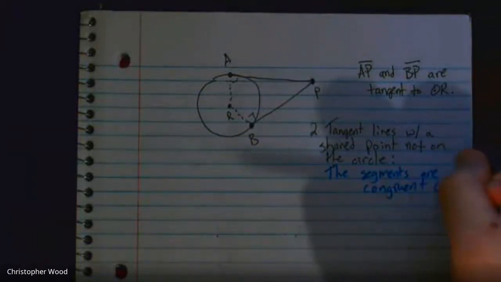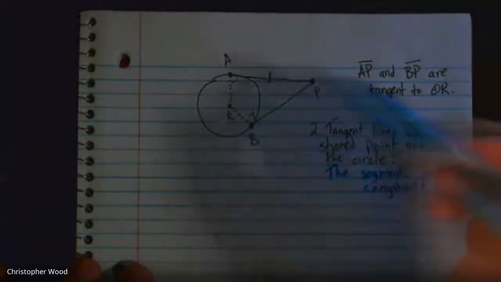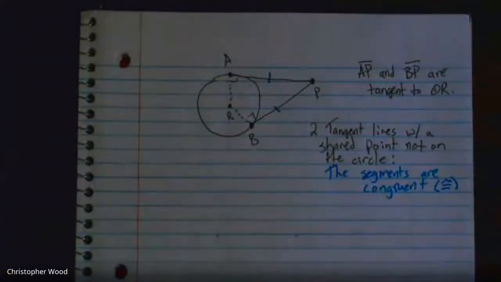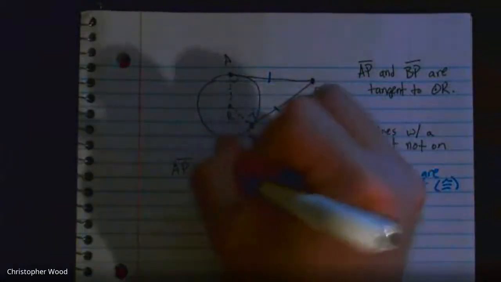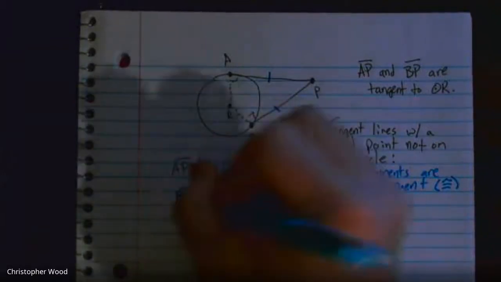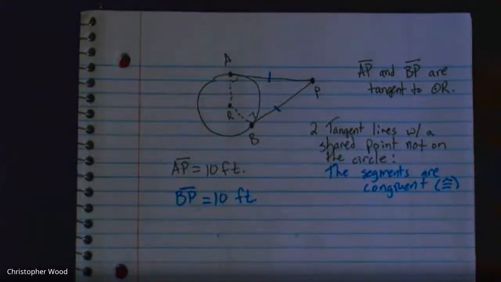Means that they're going to be the same distance, right? So that means that from A to P is going to be the same distance as B to P. So if I told you that A to P is 10 feet, then B to P is also 10 feet because of this property. All right, so this is another property of tangent lines. So if you have two tangent lines with a shared point that's not on the circle, then the segments that are created there are going to be congruent to each other.